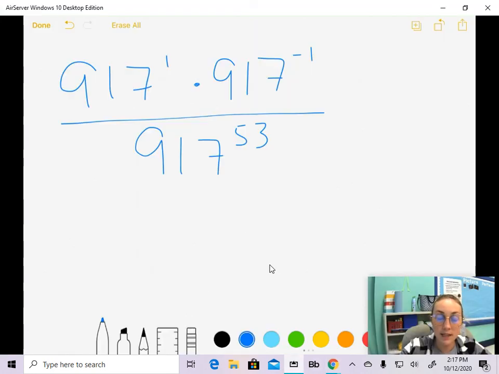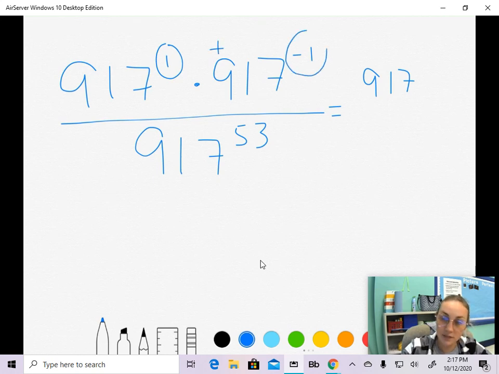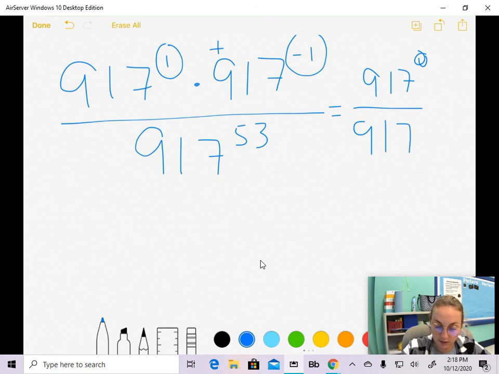So, guys, again, multiplication is first, so let's focus on the numerator first. Here's our base, 917. This is going to be 1 plus negative 1, so be very careful. 1 plus negative 1 should be 0. And then our denominator is going to move along with us. We're going to put that in the denominator. So 917 over to the 0th power.